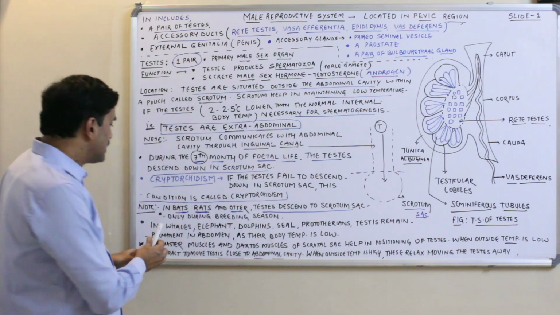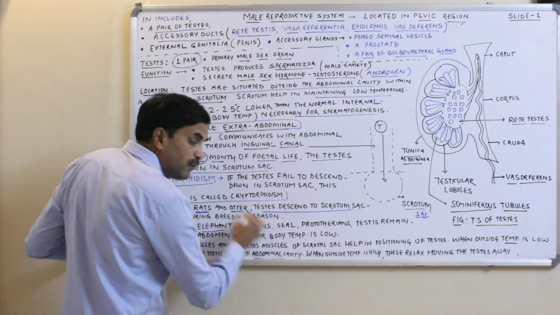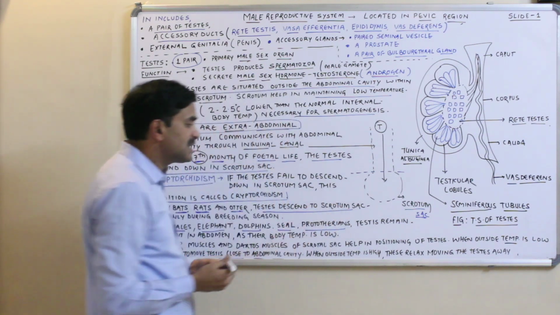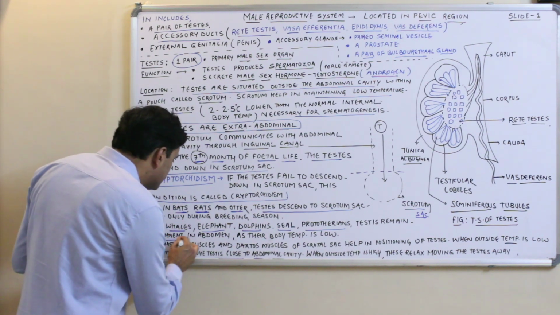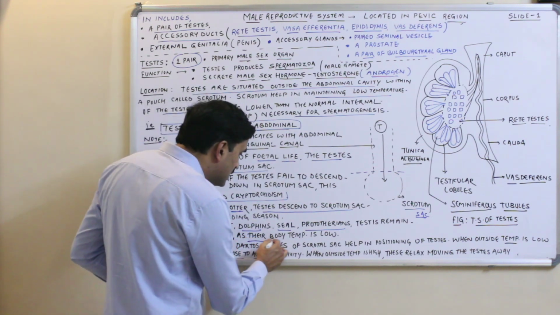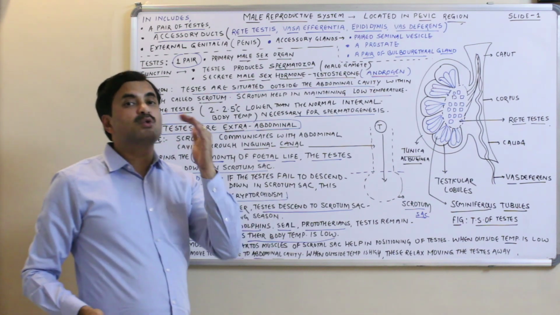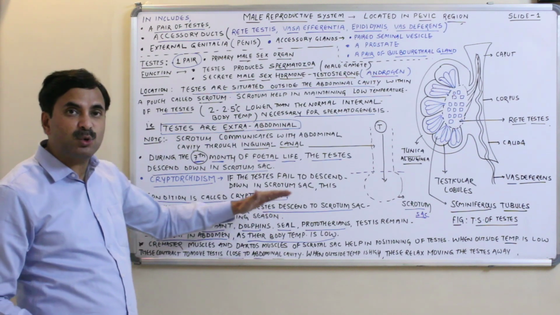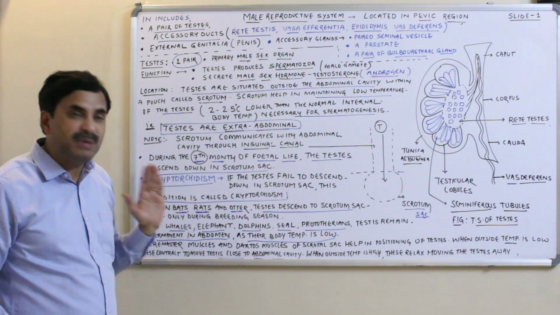Now there are a few mammals such as whales, elephants, dolphins, seals, and egg-laying mammals such as prototherians. In them the testes remain permanently in the abdomen. Why? Because their body temperature is low and they do not require cooling. So in whales, elephants, dolphins, seals and prototherians, the testes are permanently found in the abdominal cavity.